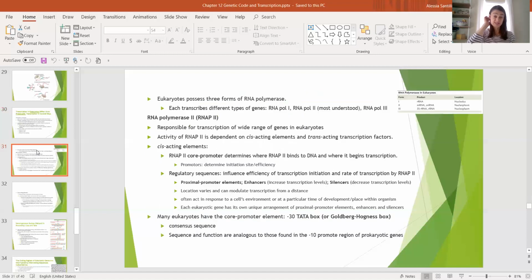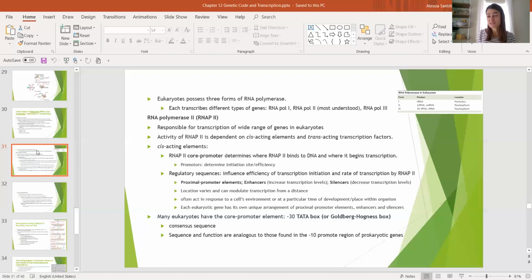So eukaryotes possess a lot more forms of RNA polymerases than bacteria. Remember, the way bacteria can decide which gene gets transcribed and which one doesn't is because of the different sigma factors that they have. And if you remember, sigma factors are simply a subunit of the holoenzyme RNA polymerase. Now with eukaryotes, we simply have completely new RNA polymerases from the get-go. So we have RNA polymerase 1, 2, which is the one that's most understood, and RNA polymerase 3. And they work on different things, right?